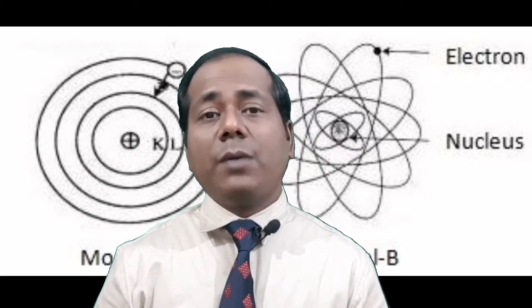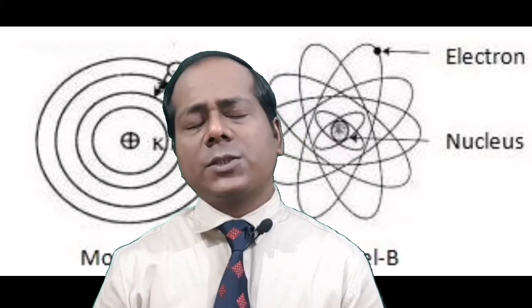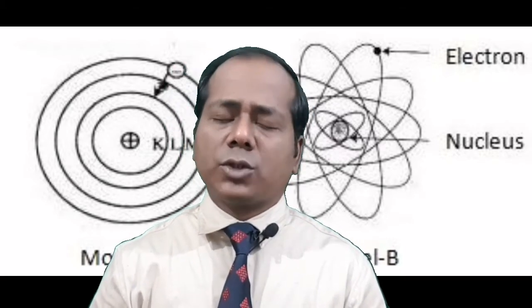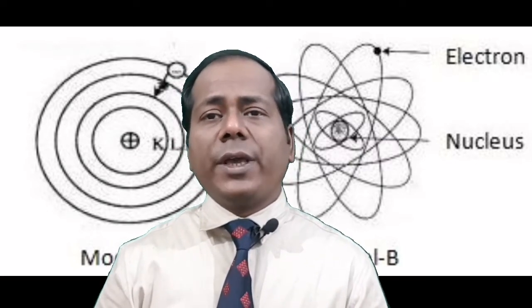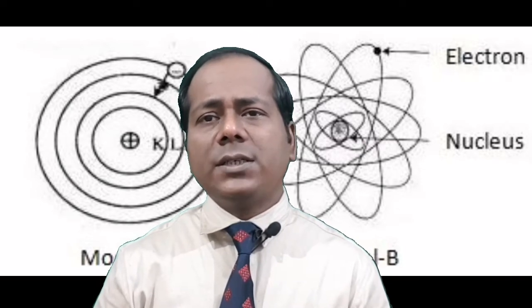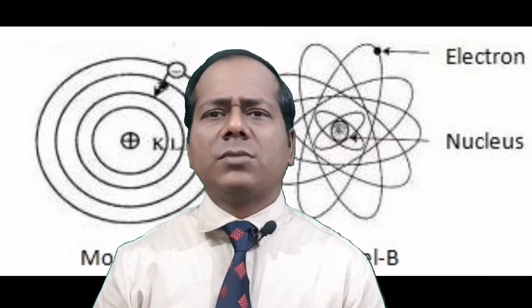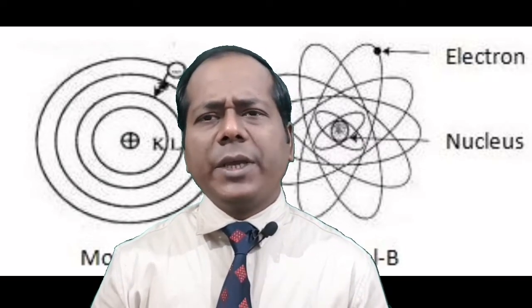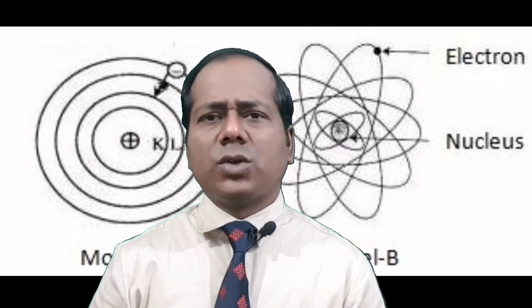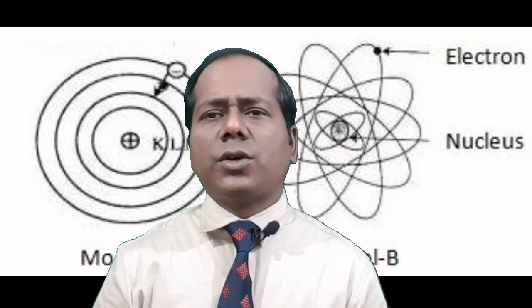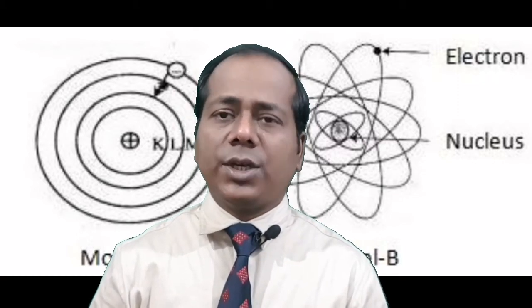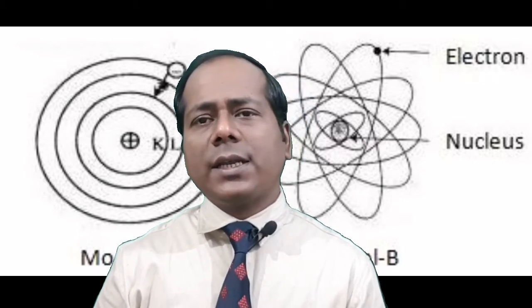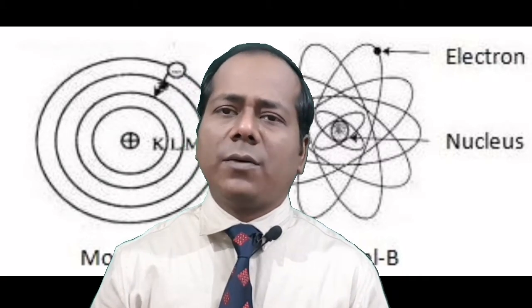So, the stability of atom cannot be explained by Rutherford's model. But according to Bohr's model, during moving in orbits of definite energy, the electrons do not emit any energy. So, the electrons do not fall to the nucleus by losing energy. Therefore, this model can explain the stability of atom.